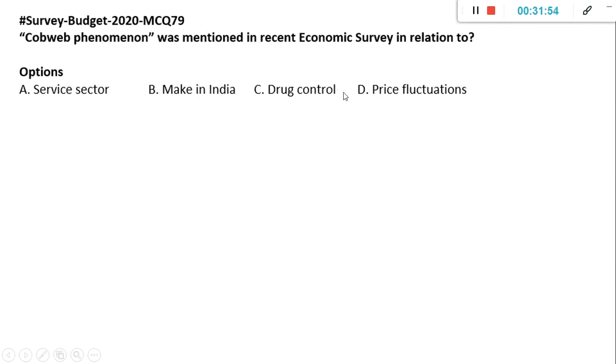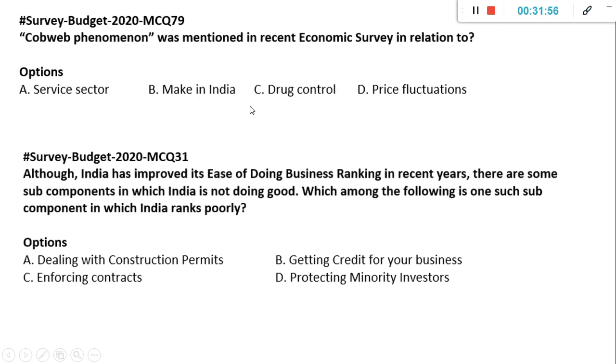So this is one thing. Although India has improved in its ease of doing business ranking in recent years, there are some subcomponents in which India is not doing well. Which among the following is one such subcomponent? This one I have made looking like the UPSC question only. UPSC last year did not ask like this, like which ranked poorly and all. They put 4-5 things, and they asked which is not a subcomponent.